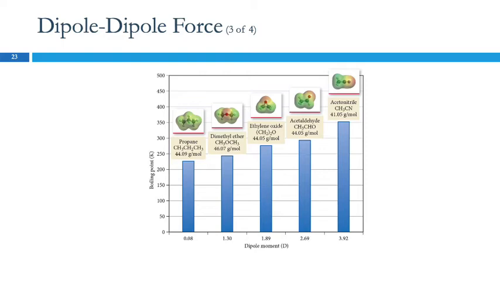Here's looking at boiling point as a function of the strength of the dipole moment. All of these compounds are similar in mass, but this one is nonpolar. It has a very, very small dipole moment. And as we go across here, the dipole moment, the polarity, becomes greater and greater, and we see that that causes the boiling point to increase.